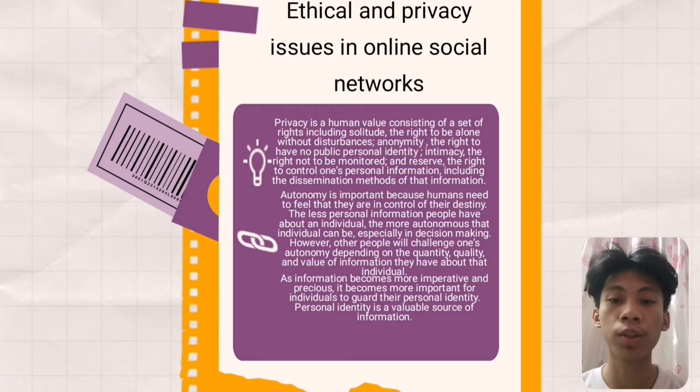As information becomes more imperative and precious, it becomes more important for individuals to guard their personal identity. Personal identity is a valuable source of information. Unfortunately, with the rapid advance in technology, especially computer and telecommunication technologies, it has become increasingly difficult to protect personal identity.